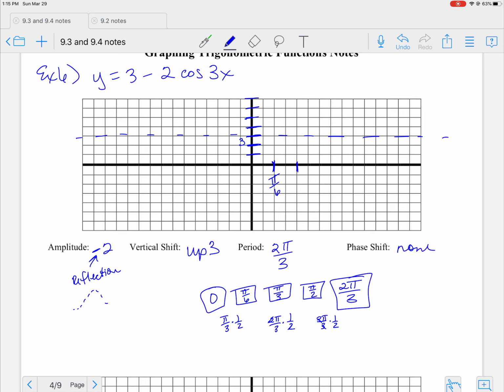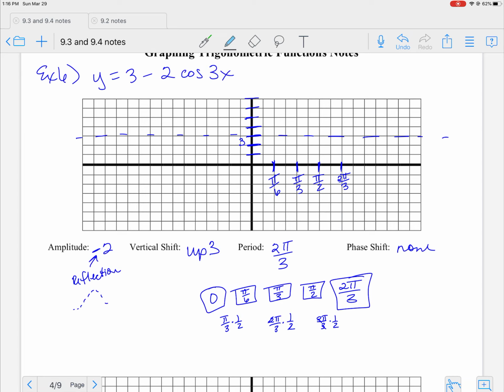Okay, so let's do this thing. I'm starting here at pi over 6. 2 pi over 6 is the same thing as pi over 3. 3 pi over 6 is pi over 2. 4 pi over 6 is 2 pi over 3 when I reduce that.